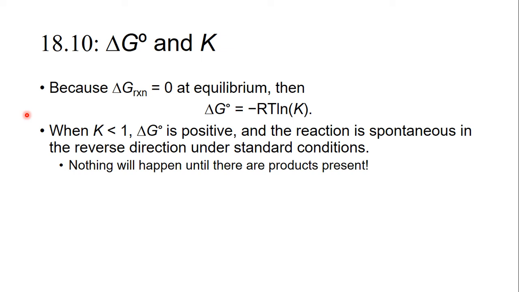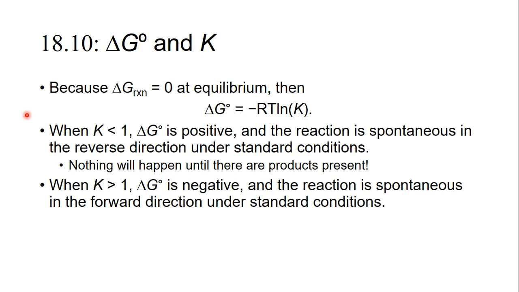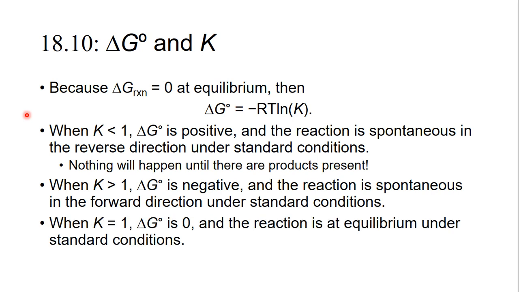Now, if your K is less than 1, the value of delta G naught is positive, and that means that the reaction is spontaneous going from products to reactants. So this reaction runs in reverse. If K is greater than 1, delta G naught is negative. That means this reaction is spontaneous. It will take the reactants and form products spontaneously. And if K is equal to 1, delta G naught is 0, and the reaction is at equilibrium under your standard conditions.